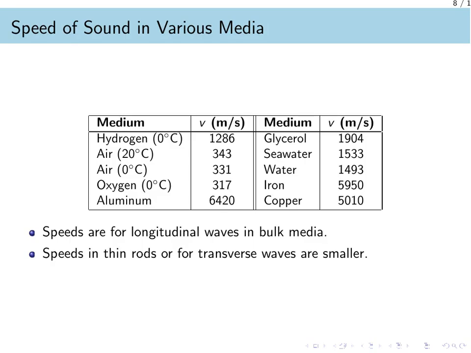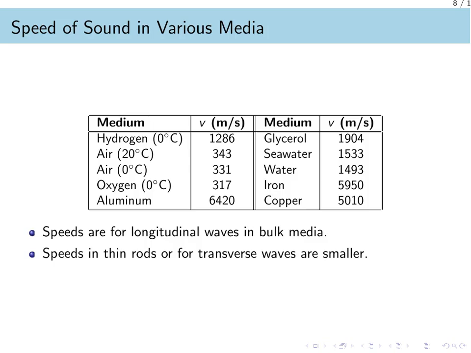The speed of sound varies significantly depending on the medium it travels through. Looking at the table provided, we can see that sound generally travels slowest in gases, faster in liquids, and fastest in solids. For instance, in air at 0 degrees Celsius, the speed is 331 meters per second, while in hydrogen at the same temperature, it is much faster at 1,286 meters per second.